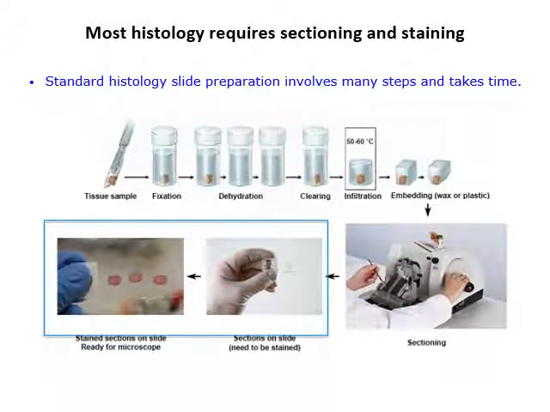If the sample was embedded in paraffin or wax, that's removed with organic solvents. The sample is hydrated and treated with stains. Finally, a clear mounting medium is added and a thin glass cover slip is placed over the section. When the mounting medium hardens, the slide is ready for the microscope.